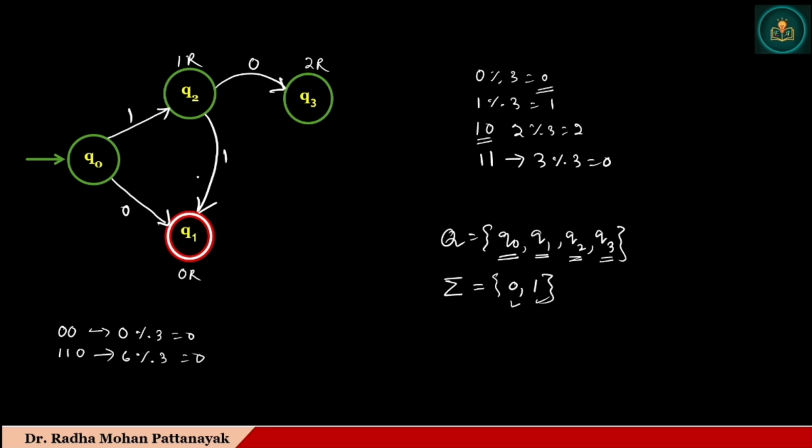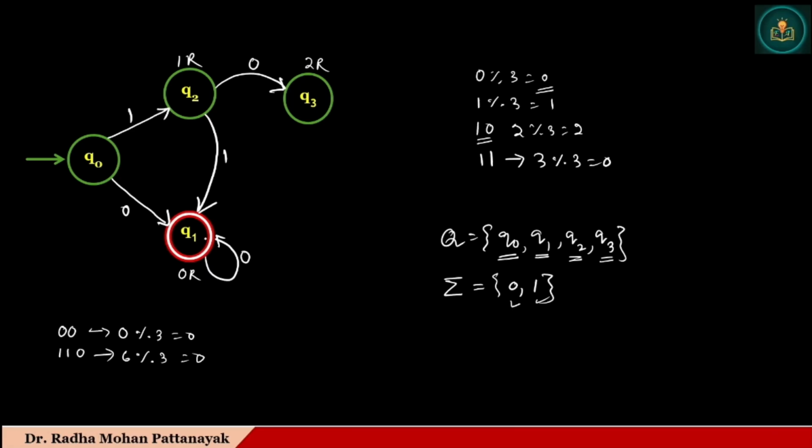This means that on Q1, if you read 0, then you will stay on Q1 only, because Q1 represents the 0 state. So we make a self loop on Q1 by reading the input 0. Hope understood?